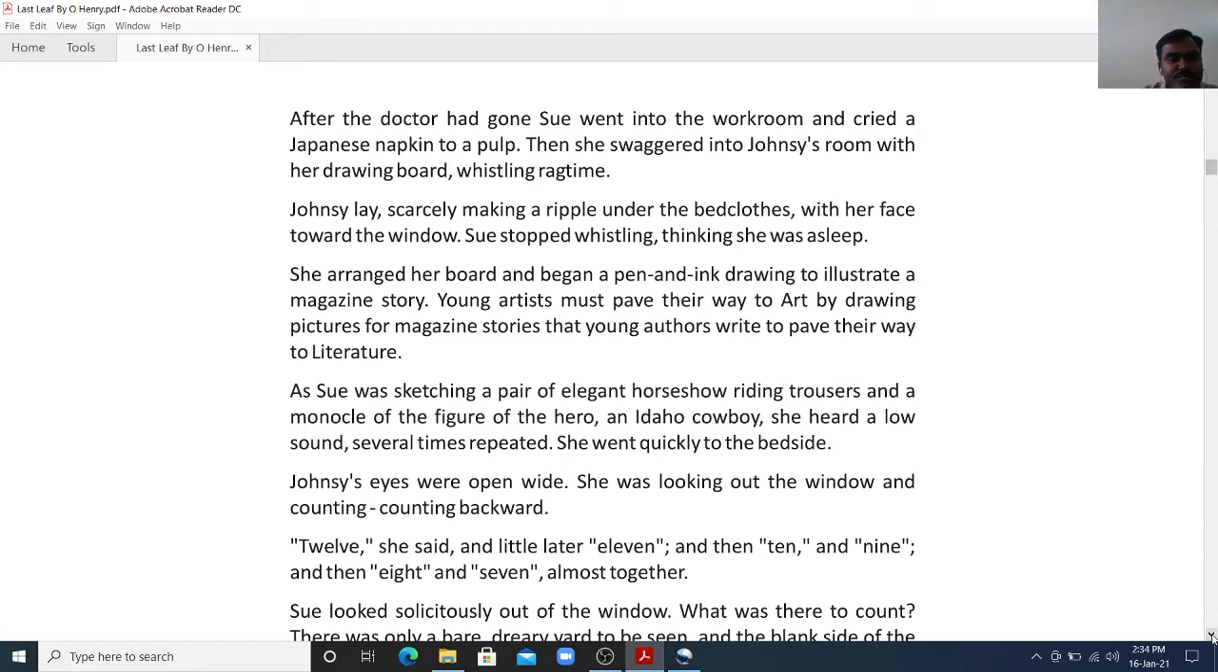She went into Johnsy's room. Johnsy lay scarcely making a ripple under the bedclothes. So she was lying on the bed, covered with the bedclothes, with her face toward the window. So her face is toward the window, facing. She's seeing through the window, as we have seen through the Dutch windows. So Sue stopped whistling, thinking she was asleep.